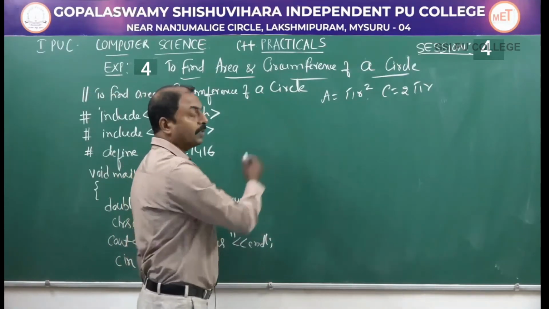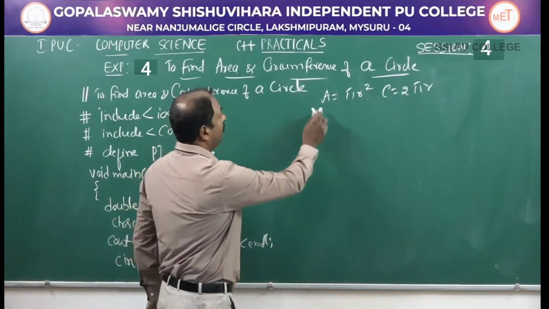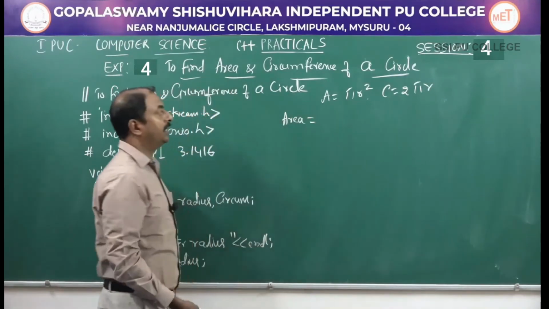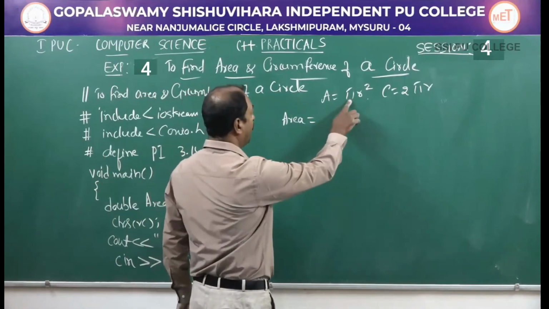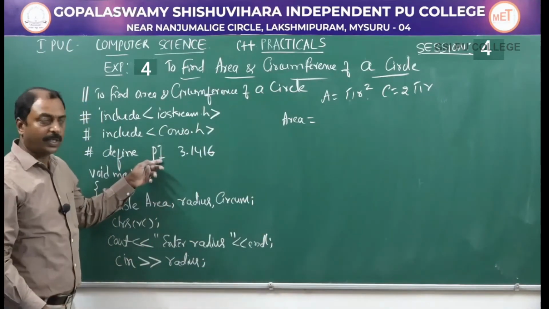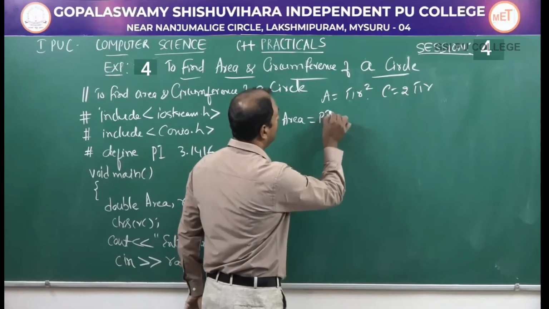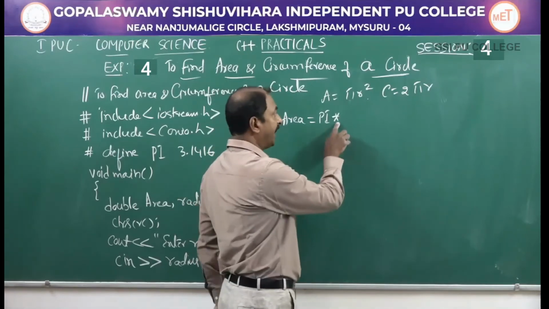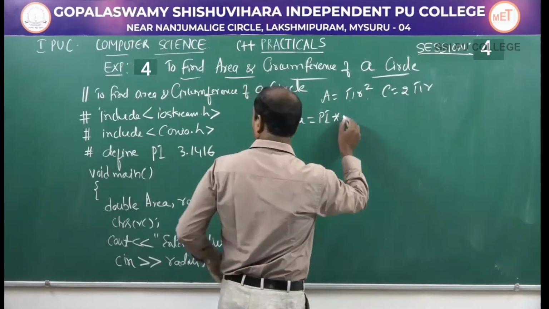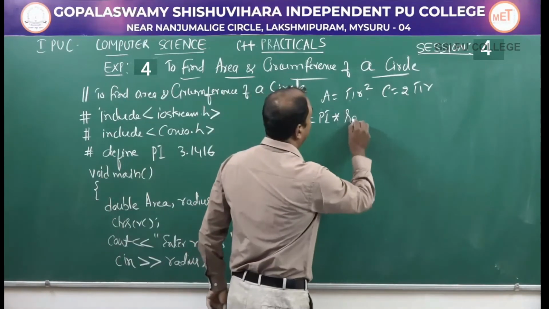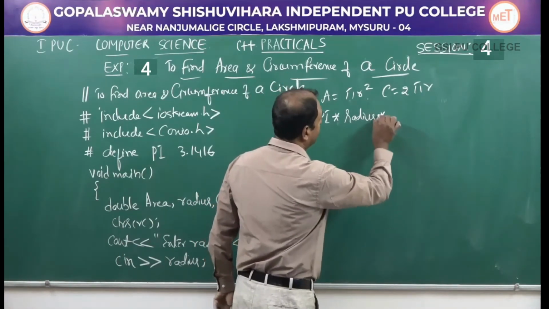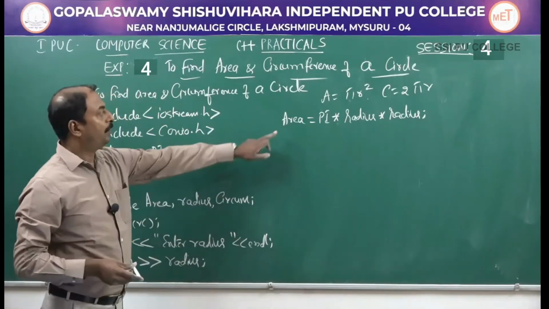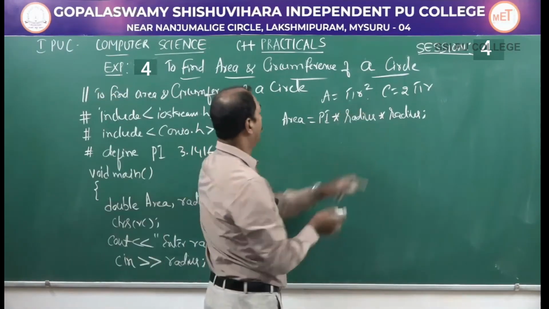Next step is applying the formula. Here the first variable is area. So I can write area equals, the area formula, pi. What is the value of pi? Already we have declared pi as a constant. So I can write here pi and r squared. It is nothing but r into r. So this is the asterisk, the multiplication symbol, and here the variable is radius. I have to write radius star radius semicolon. So this is applying the formula.